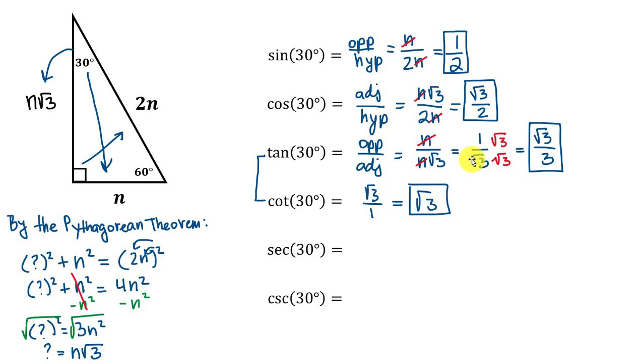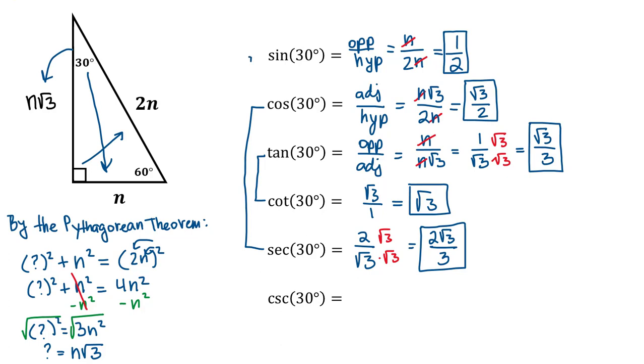Next, secant. Secant is the reciprocal of cosine. We know that cosine is square root of 3 over 2. Secant will be reciprocal of this fraction, which is 2 over square root of 3. And since we have a radical in the denominator, let's rationalize it. Times square root of 3 on the bottom, times square root of 3 on the top. That is 2 square root of 3 over 3. That's secant.